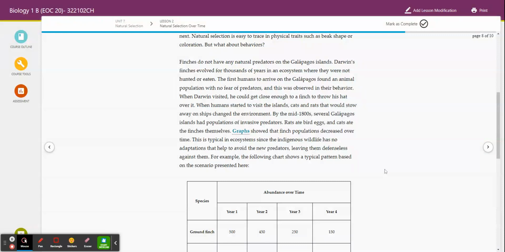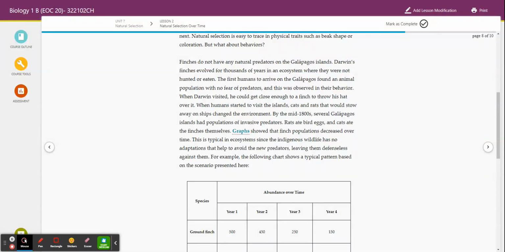Finches do not have natural predators on the Galapagos Islands. Darwin's finches evolved for thousands of years in an ecosystem where they were not hunted or eaten. The first humans to arrive on the Galapagos found an animal population with no fear of predators, and this was observed in their behavior. When Darwin visited, he could get close enough to a finch to throw his hat over it.